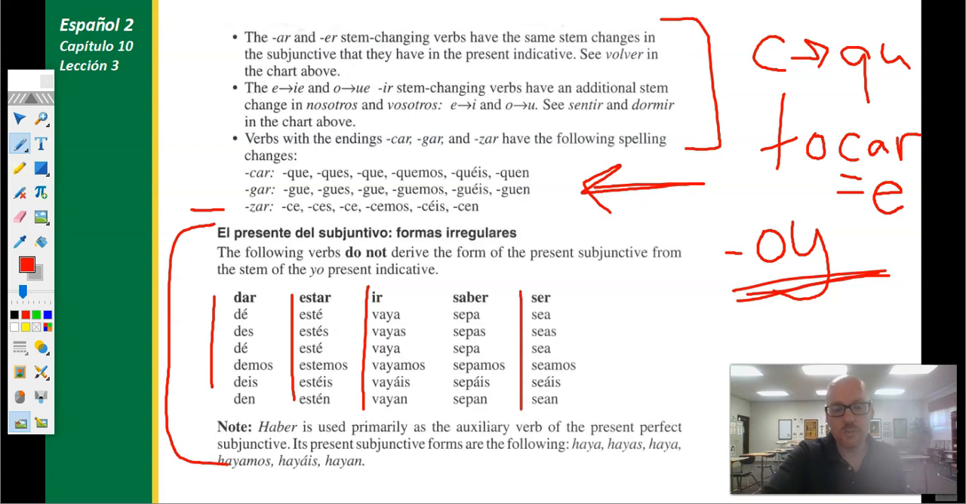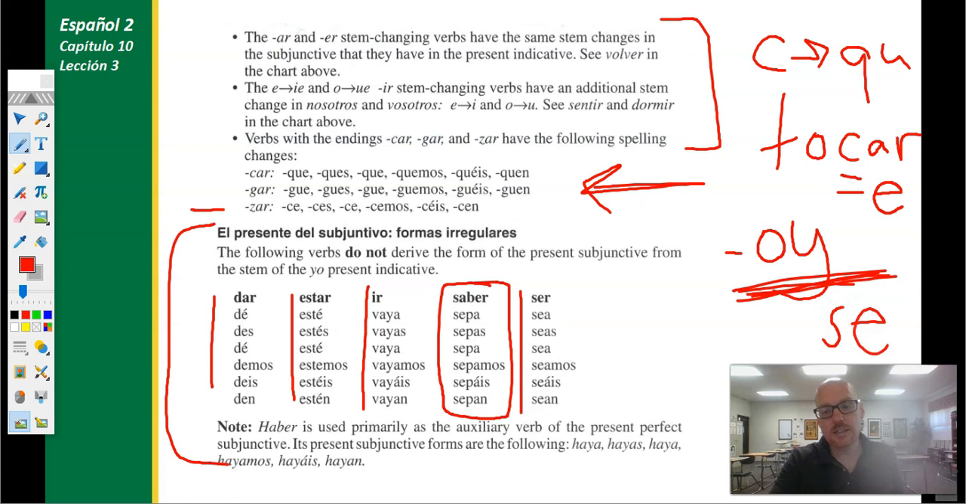Now let's go to the last one. Ser. What is the regular indicative yo form of ser? It's soy. Since it ends in oy, I can't use that to form my present subjunctive. So I have to memorize what's there on the list. Sea, seas, sea, seamos, sean. Now the only one that is an outlier here is saber. What is the regular yo form of saber? Well, it doesn't end in an oy, but it is sé. That one you just have to remember.